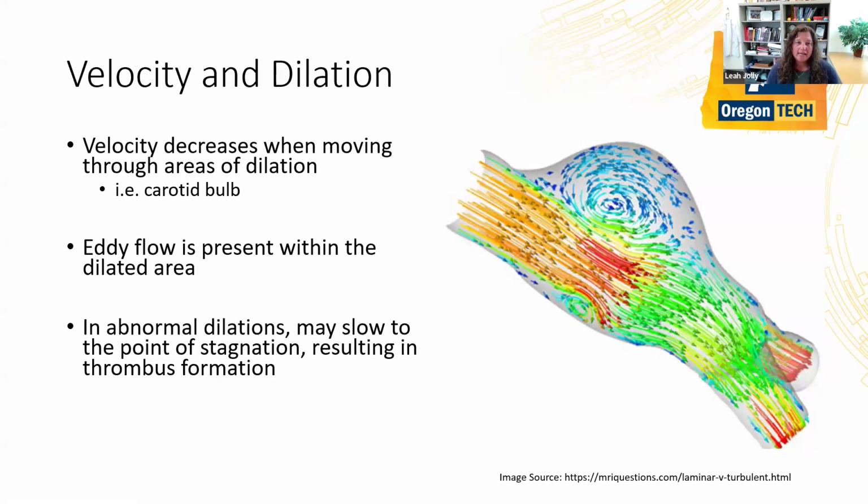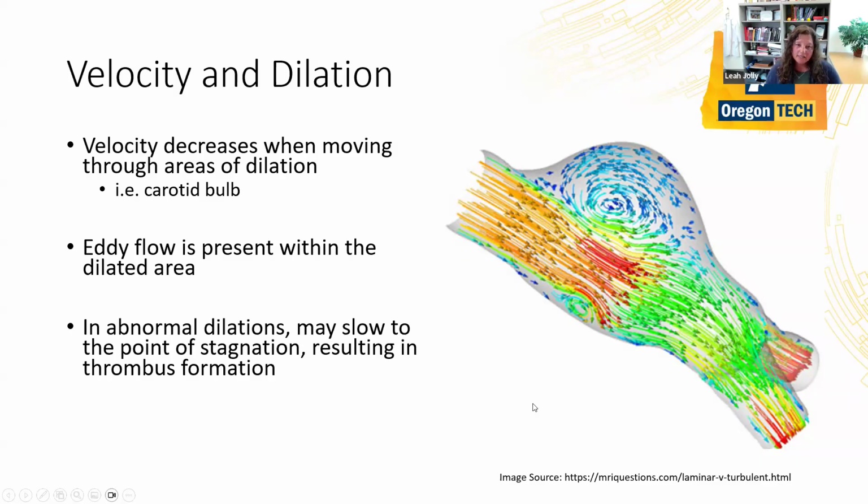Now compare that with a dilated area. So velocity actually decreases when we go through an area of dilation. For example, one place we commonly see this is at the carotid bulb. And it is normal to have a dilation there, but the blood slows down and it kind of swirls around. We get this eddy flow, and then it eventually moves forward again.